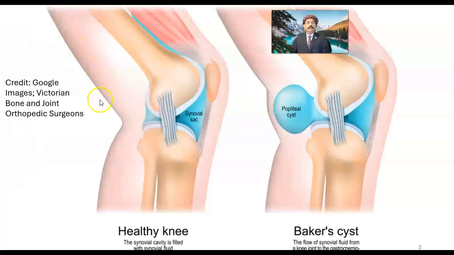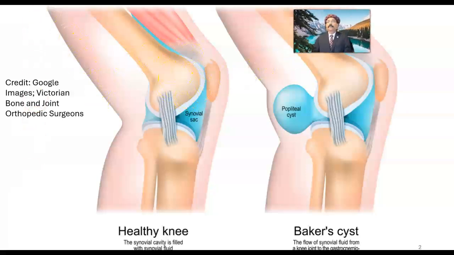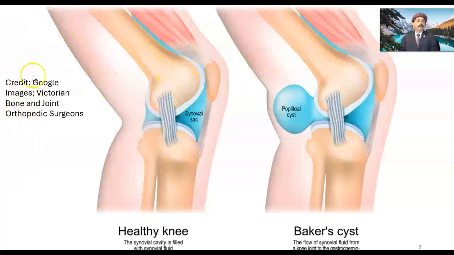Okay, so this is the image taken from a website. This is the credit of that website, Google image. This is the normal healthy knee synovial cavity, containing synovial fluid. In Becker's cyst, there is a flow of synovial fluid from the knee joint to the gastrocnemius-semimembranosus bursa. This is one of the theories, or just a protrusion posteriorly due to excessive collection of fluid.